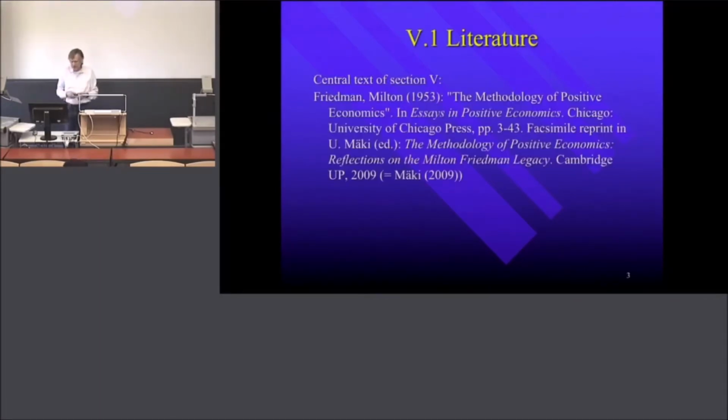Now, a few words on the literature. The central text of section 5 is, of course, that paper by Friedman from 1953. It appeared first in Essays in Positive Economics, Chicago, University of Chicago Press. There's a facsimile reprint in Mäki, The Methodology of Positive Economics, Reflections on the Milton Friedman Legacy. This is a whole volume with new papers on Friedman. This appeared in 2009.